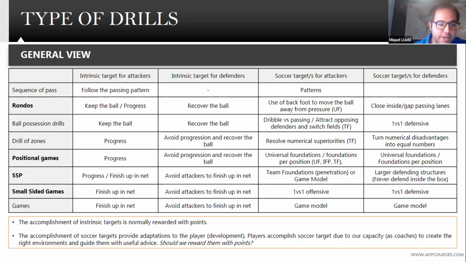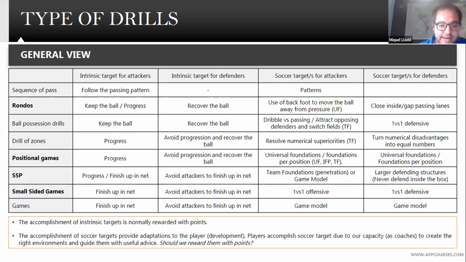So we reward them with points. But the accomplishment of the soccer targets, for example in the rondo, where the intrinsic target is to keep the ball, and we decide that to keep the ball it's to do 6 consecutive passes, so we will give a point to achieve these 6 consecutive passes. If instead of rewarding the point in that way, we put it on the use of the back foot, obviously we are not targeting development because we are trying to make the player behave or perform in the way that we want and in the way that we are telling him to do.